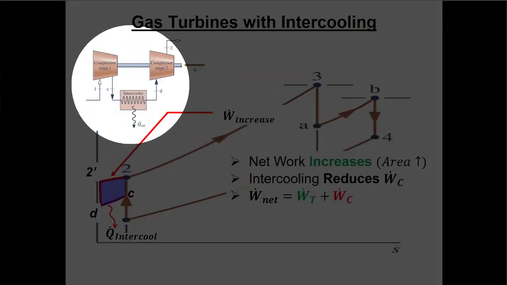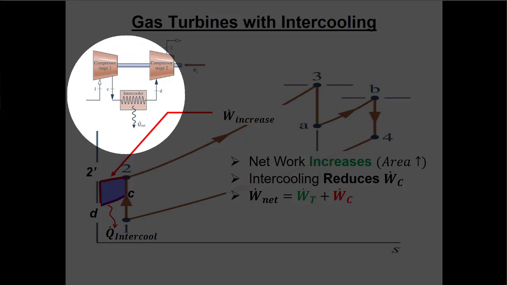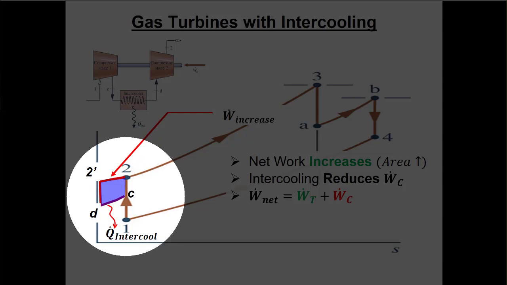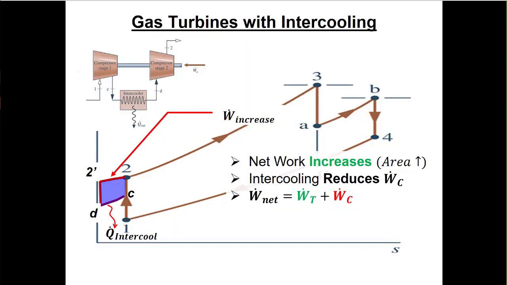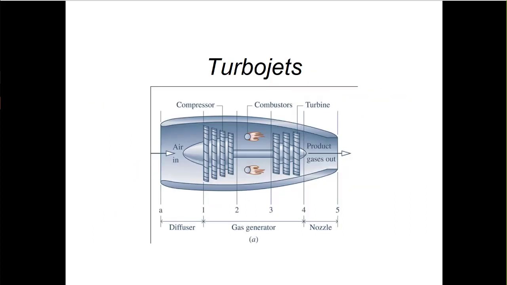So again, now we're going to split the compressor into 2 parts. And instead of heating in between, we're going to cool in between. And that adds this little bleb of area down here, which also increases our net power. But here the net power is increasing because it takes us less power to compress the fluid. So that's Brayton cycles, right?